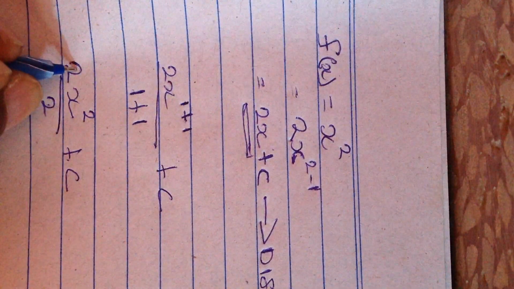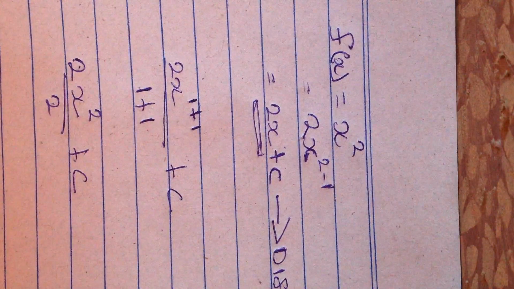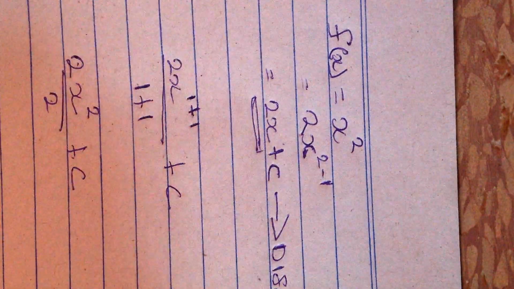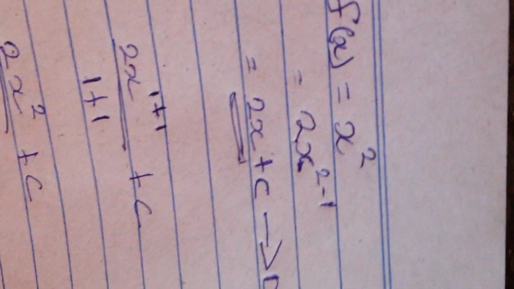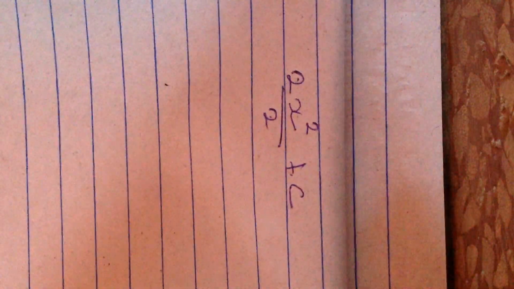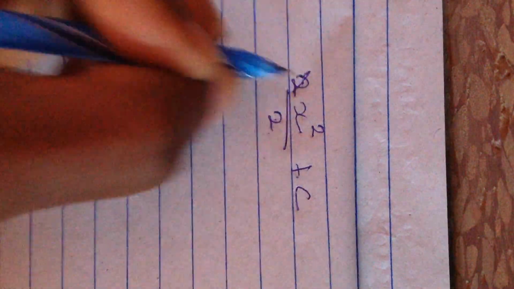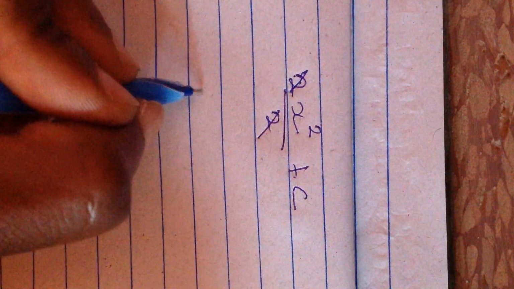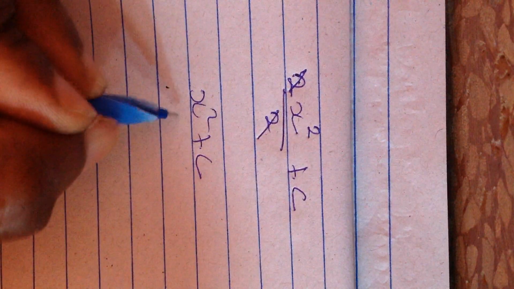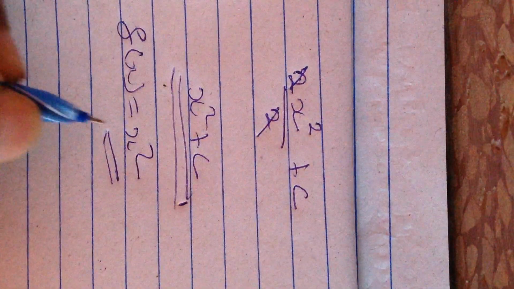You have your 2 and your 2. You can cancel these. You remain with x squared plus c. Are you telling me that the question wasn't f of x equals x squared? Oh yes, it was. So that's how you differentiate and integrate.